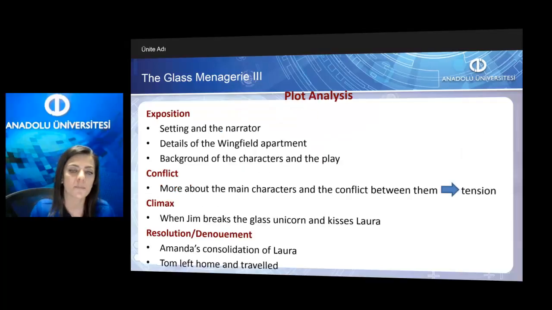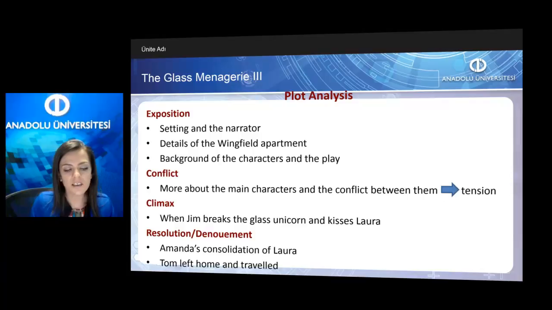When we are to analyze the plot in general, in the exposition, we are exposed to the setting and the narrator of the play. We learn the details about the Wingfields, their apartment, and the backgrounds of the characters and the play are given here. And then we have the conflict. This conflict is more about the main characters and the conflict between them. It creates a kind of tension in the play.